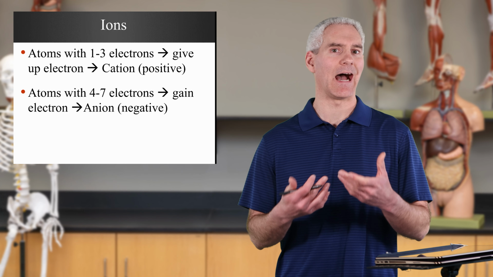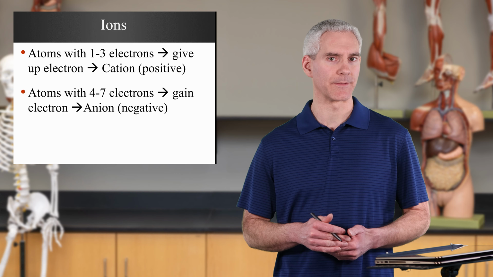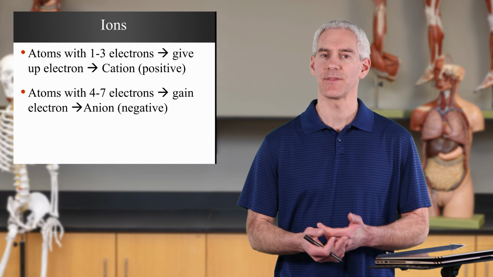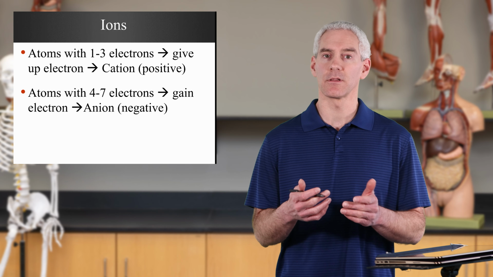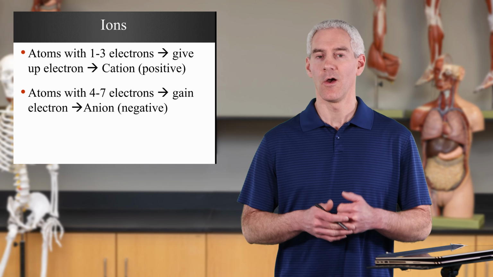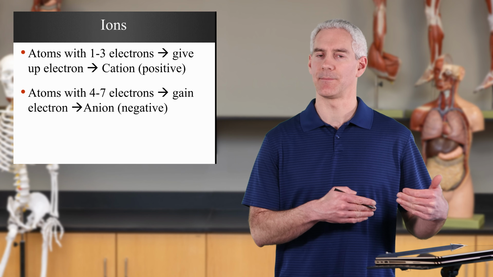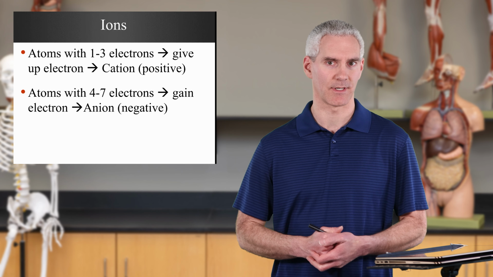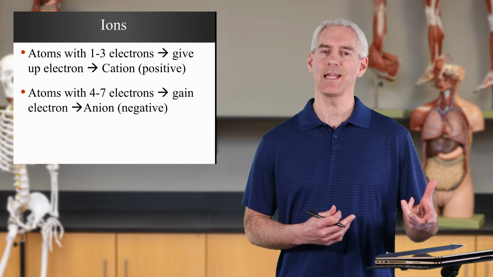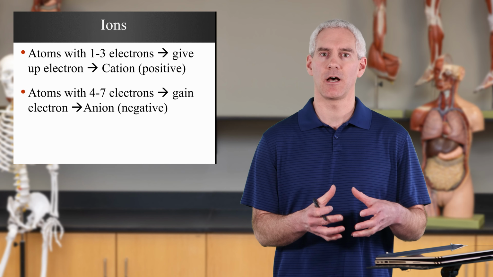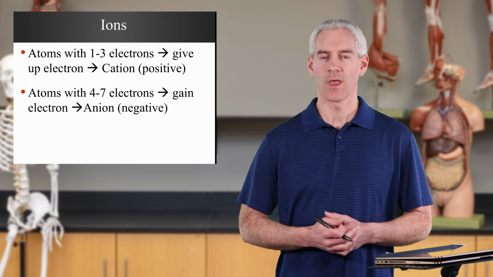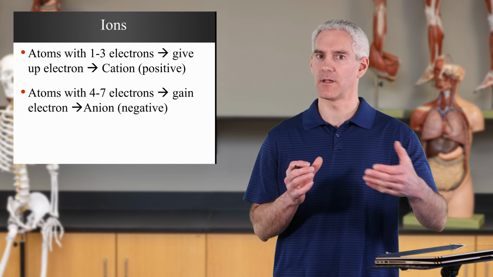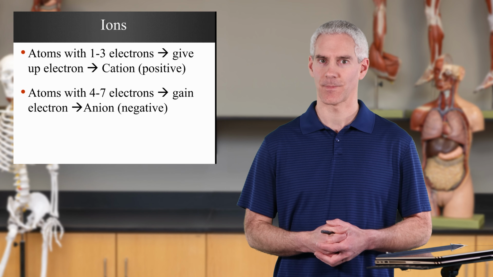So if the outer shell has 1 to 3, it's more likely to lose those electrons than gain. It's easier to lose 1 to go down to empty, or 2 to go to empty, or 3 to go to empty, compared to trying to gain all the way up to 8 electrons. Because the ions, they're trying to become non-reactive. To do that, they need either an empty or completely full valence shell of electrons.